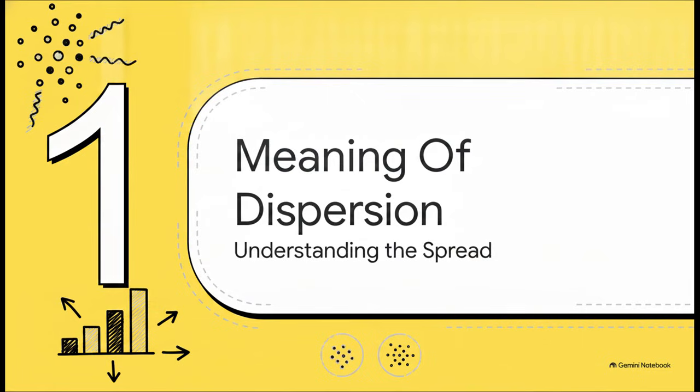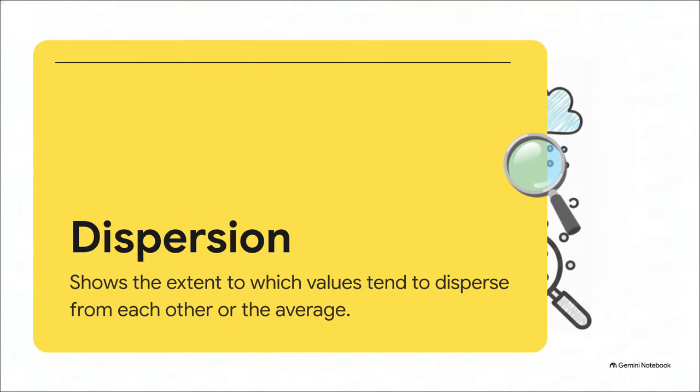Before we start calculating anything at all, we really need to understand the fundamental problem we're trying to solve here. So the big takeaway is that dispersion tells us how far our data points scatter away from the center. It gives us the true story behind a basic average.